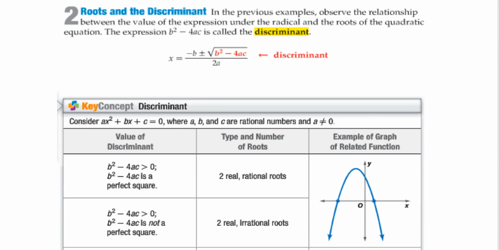Next up, let's talk about a special term, the discriminant. Now, the discriminant has to do with the number of solutions. That's all it's about. So the discriminant tells you how many solutions. Tells you about the solutions.